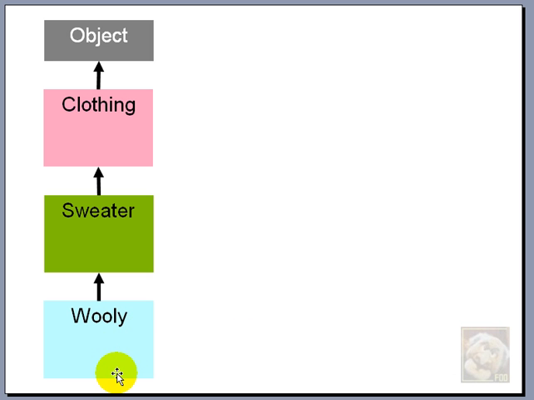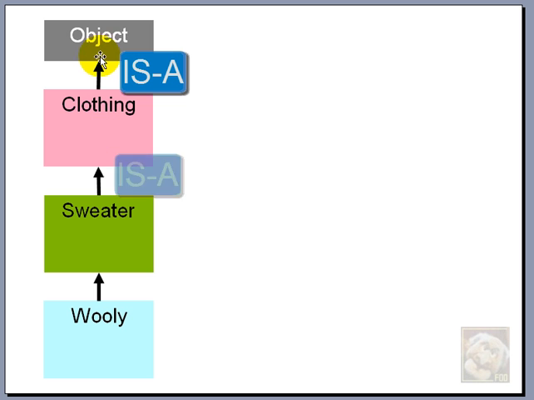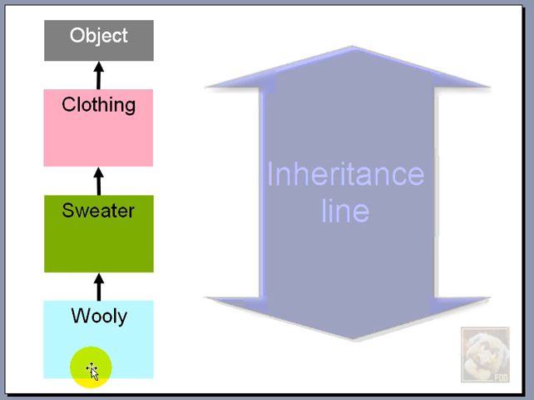The second relationship that holds is the is-a relationship. So woolly sweater is a sweater. A sweater is a clothing. A clothing is an object. Sounds kind of weird, but that's how it works. So a woolly sweater is a sweater is a clothing is an object. And so that relationship must hold for all the classes that are linked by a single thread. The thread means a single inheritance line.